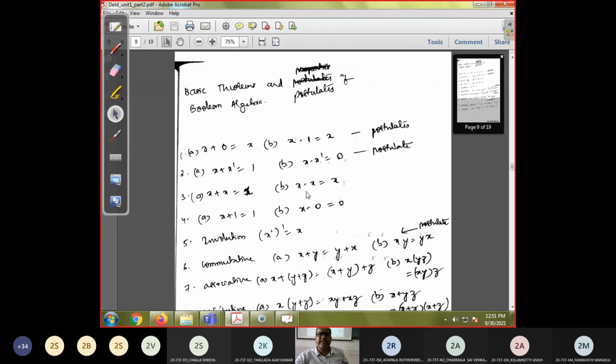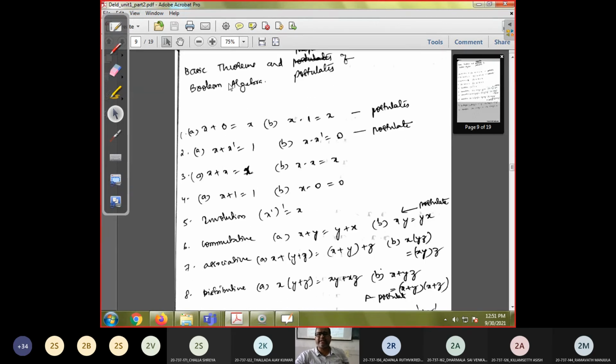Okay. Now, once you understand these things, let us list out the basic theorems and postulates of Boolean algebra. All of you please make a note of these fundamental postulates of Boolean algebra. The first one says x plus 0 will always be equal to x. So these are my fundamental postulates or fundamental axioms of Boolean algebra. Please, all of you should make a note of these. Axioms of Boolean algebra.